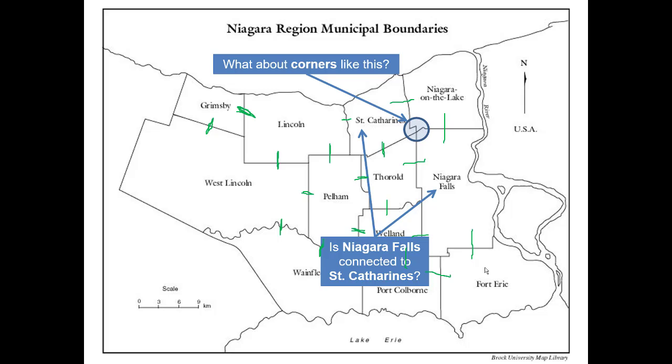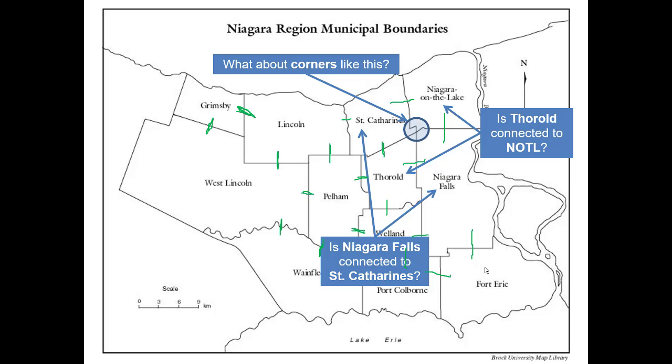Right? So is Niagara Falls connected to St. Catharines? I mean, they're close to each other, but what you want to do when you're developing a network analysis is think about what rules you're going to use and use those consistently. So if there has to be an actual boundary that connects and not just a corner, then you have to apply that to all of your cases. In a way, this makes it like deductive coding.